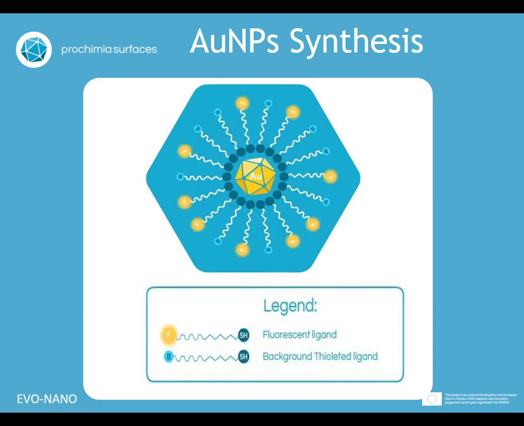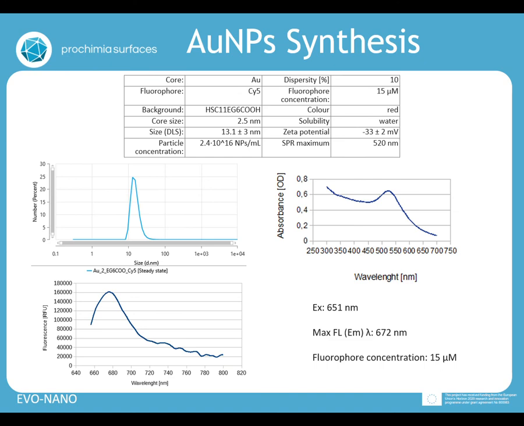And we obtained in this way, over here there's just an example, where the metallic core is 2.5 nanometers and the background thiol is the appropriate carboxylic acid with a hexaethylene glycol unit between the alkyl chain and the carboxylic group. And as the fluorophore, we have used a CY5 dye, and we measured the size of these nanoparticles by means of DLS, and as you can see, the size is much larger than the metallic core. Definitely, it reflects the attachment of the ligands, the fluorescent ligand, and the background thiol.